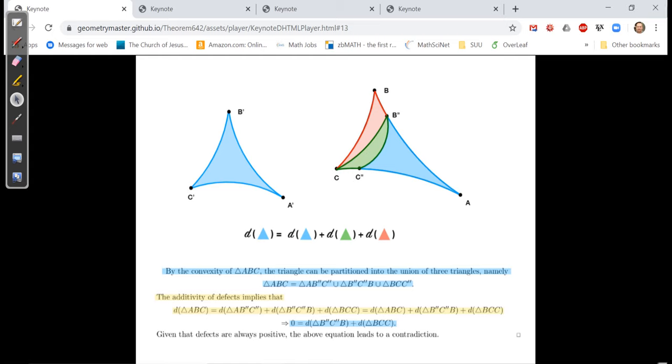Because the two blue triangles have the same defects, we can cancel them out. And we get that the sum of the green triangle and the red triangle adds up to be zero, which violates the positive property of defects. And so this gives us a contradiction. It's kind of cute in this proof. We used all three properties of the defect I told you about earlier, the positivity, congruence preservation, and additivity.